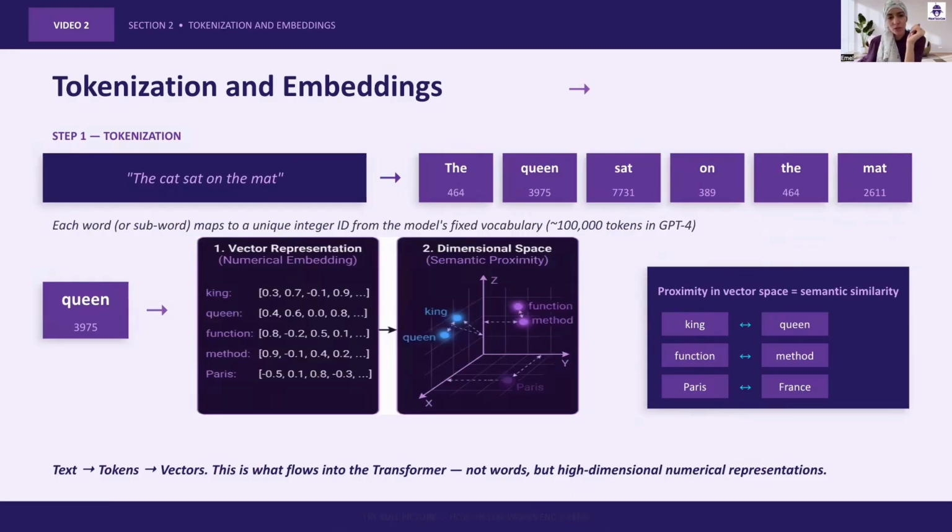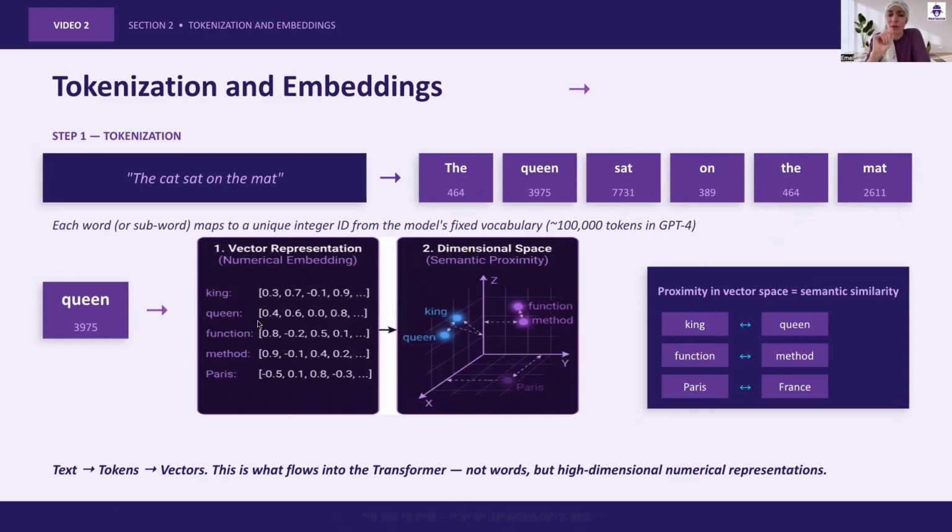So steps 1 and 2 happen before the model even starts thinking. Tokenization takes your raw text and breaks it into chunks. It's not always a full word. Sometimes it's parts of words. Sometimes it's punctuation. Sometimes it's a whole phrase. Then each token gets converted to what we call an embedding. So it's a vector of hundreds or sometimes thousands of numbers.